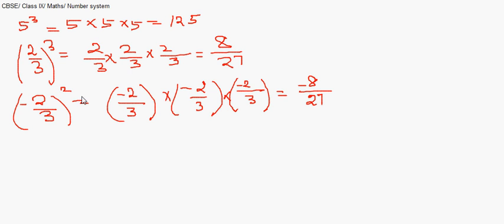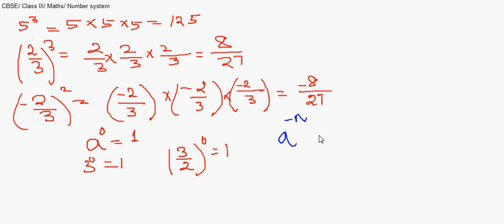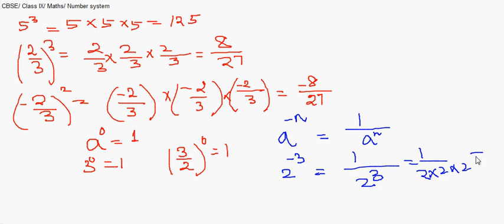For any non-zero real number a, if I'm writing a to the power 0, that should give us 1. So 3 to the power 0 is also 1. Even if I'm writing 3 by 2 to the power 0, that also should be 1. Now when there is a negative power, a to the power minus n, it means 1 upon a to the power positive n. If I'm writing 2 to the power minus 3, it becomes 1 by 2 to the power 3, so that is 1 upon 2 into 2 into 2, that gives you 1 upon 8.